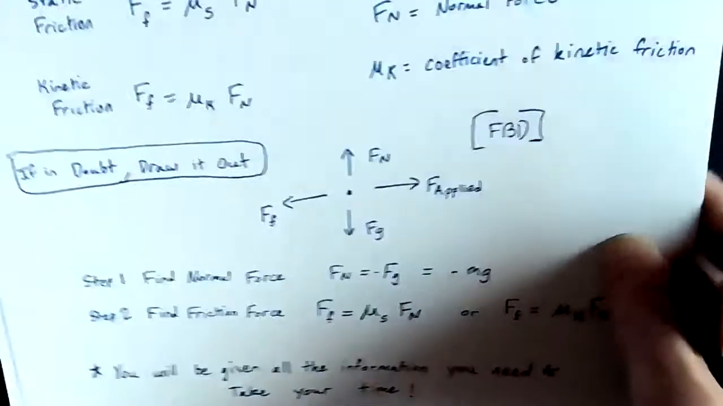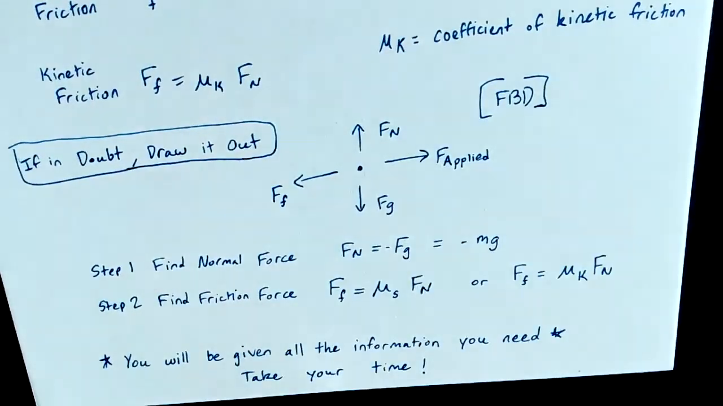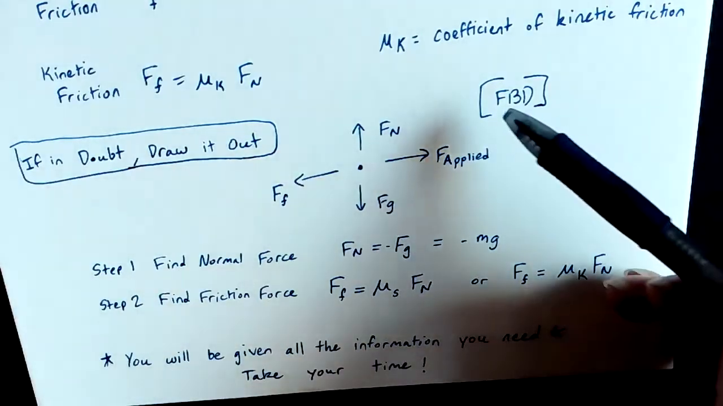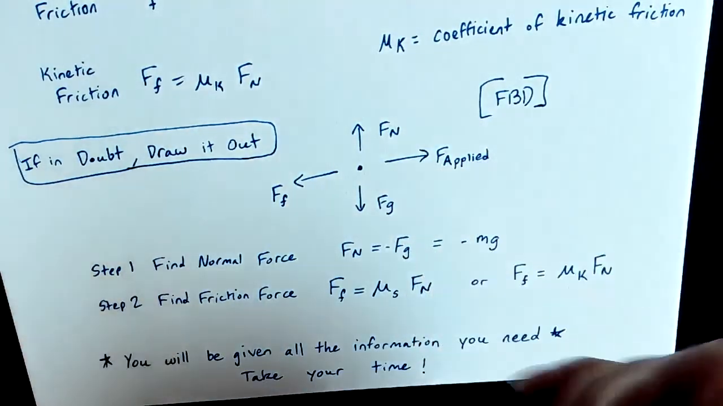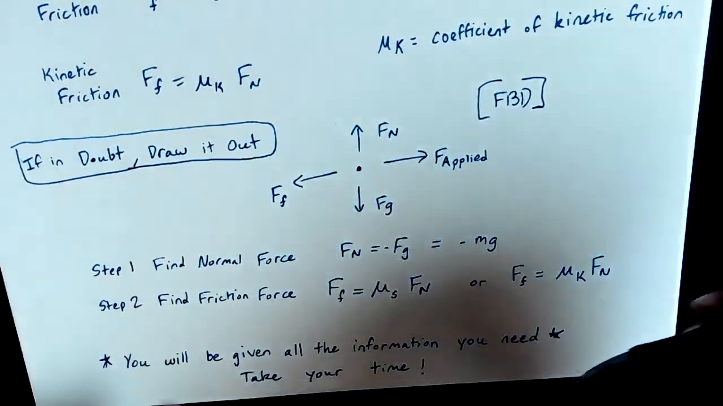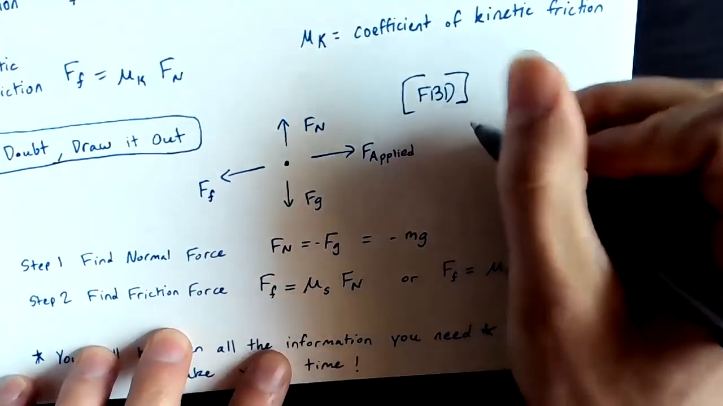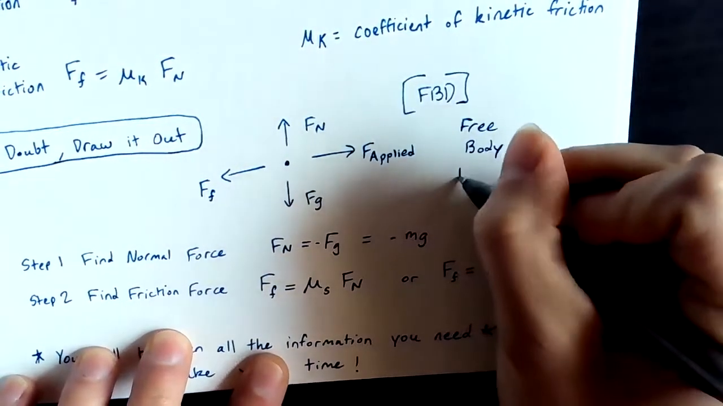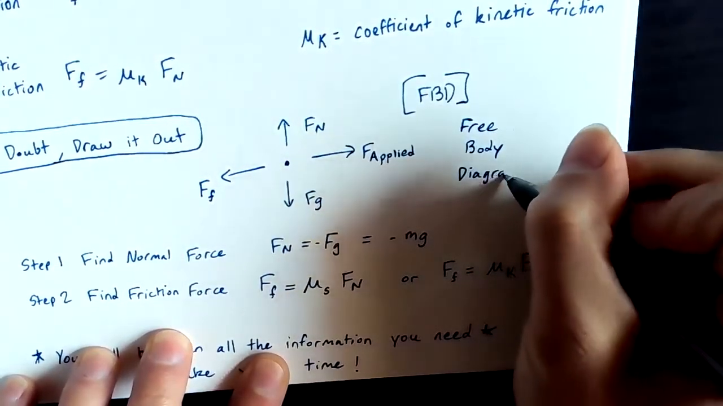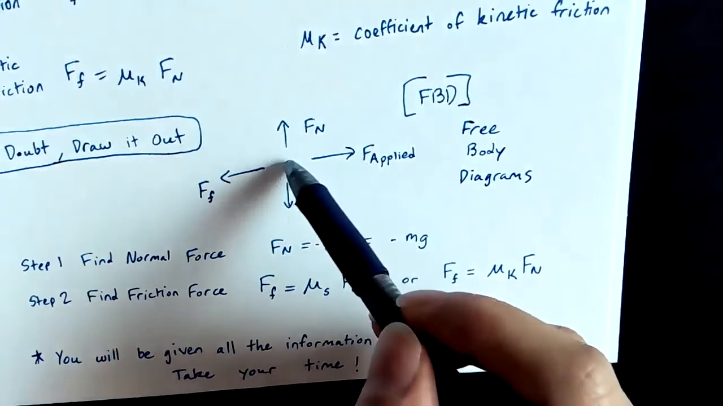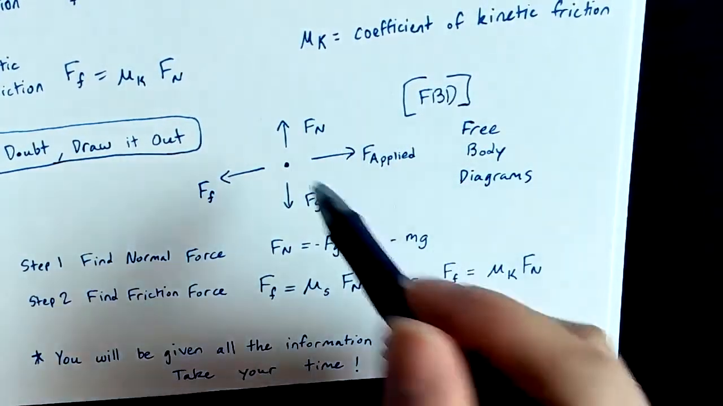And if you are having trouble with any of these questions, my advice is to draw it out. If in doubt, draw it out. And in physics or science, typically physics, we have FBDs, and that's called free body diagrams. But I'm a visual learner, so if I don't understand something, I'm just going to draw it out, right?